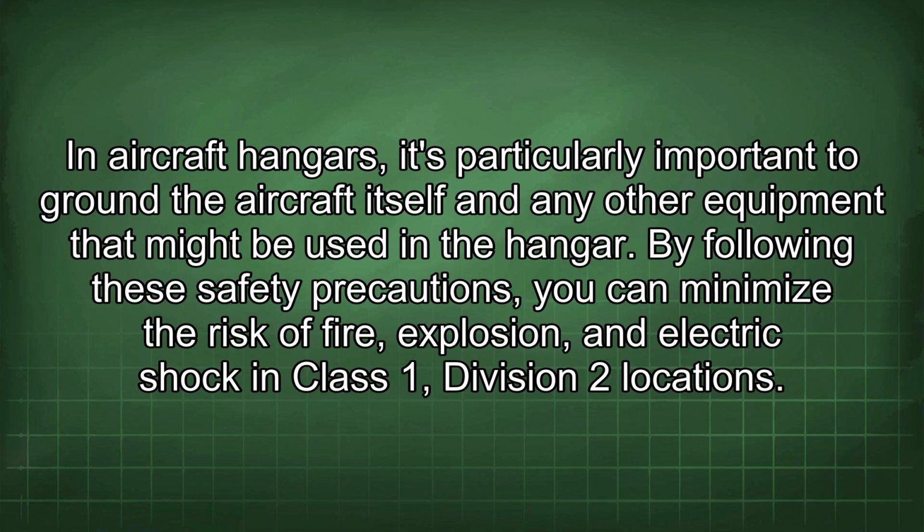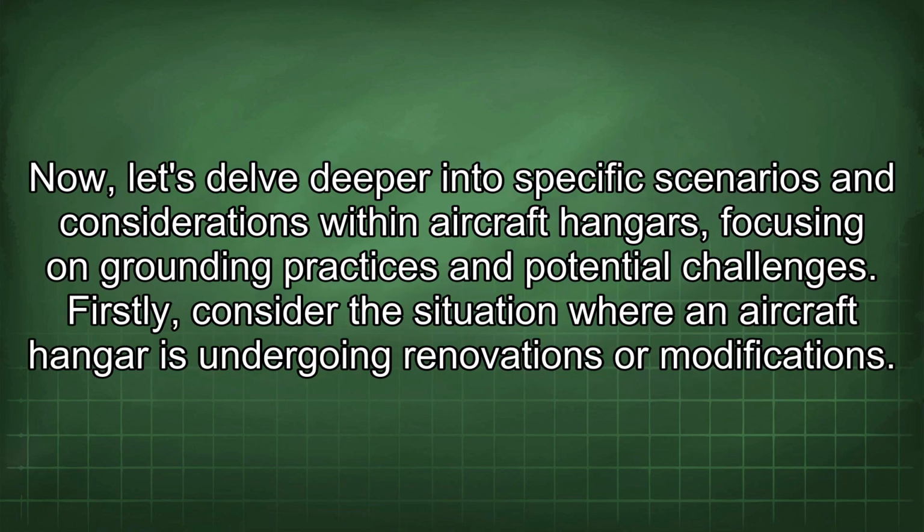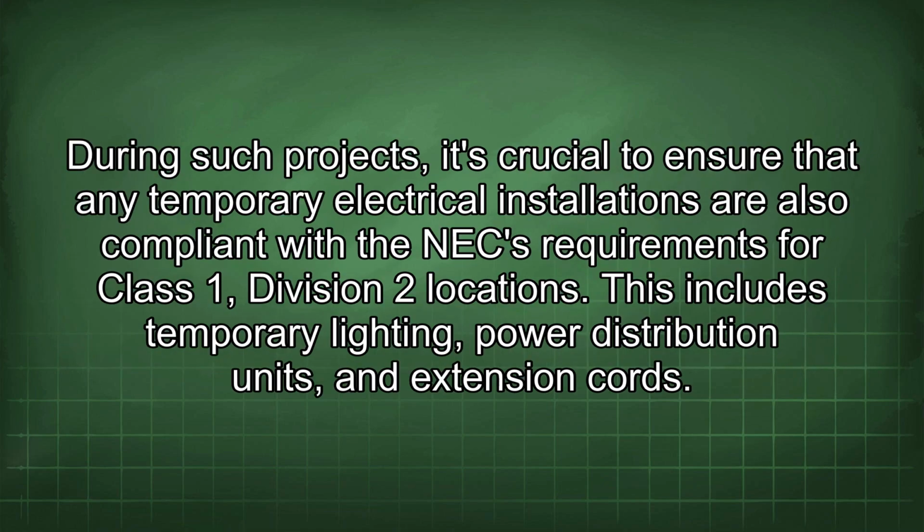1, Division 2 locations. Now, let's delve deeper into specific scenarios and considerations within aircraft hangars, focusing on grounding practices and potential challenges. Firstly, consider the situation where an aircraft hangar is undergoing renovations or modifications. During such projects, it's crucial to ensure that any temporary electrical installations are also compliant with the NEC requirements for Class 1, Division 2 locations. This includes temporary lighting, power distribution units, and extension cords.